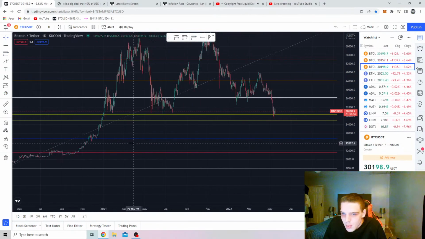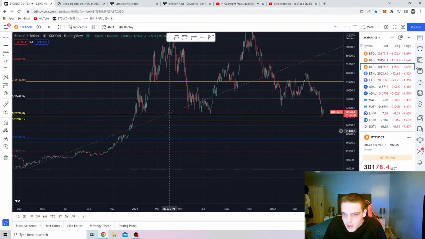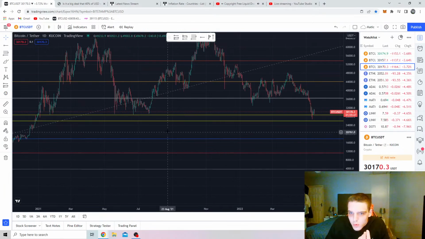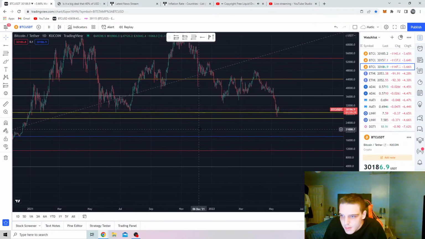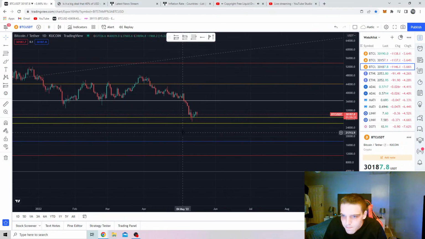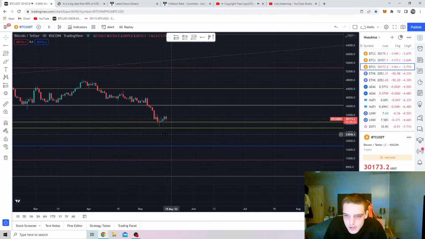Okay, and what have we got? This is the golden pocket. As you can see, what you're looking for is whether it's respected. So as you can see here, touch there, touch there, touch there. As you can see, it is clearly a respected area at the moment. Okay, it's perfect.